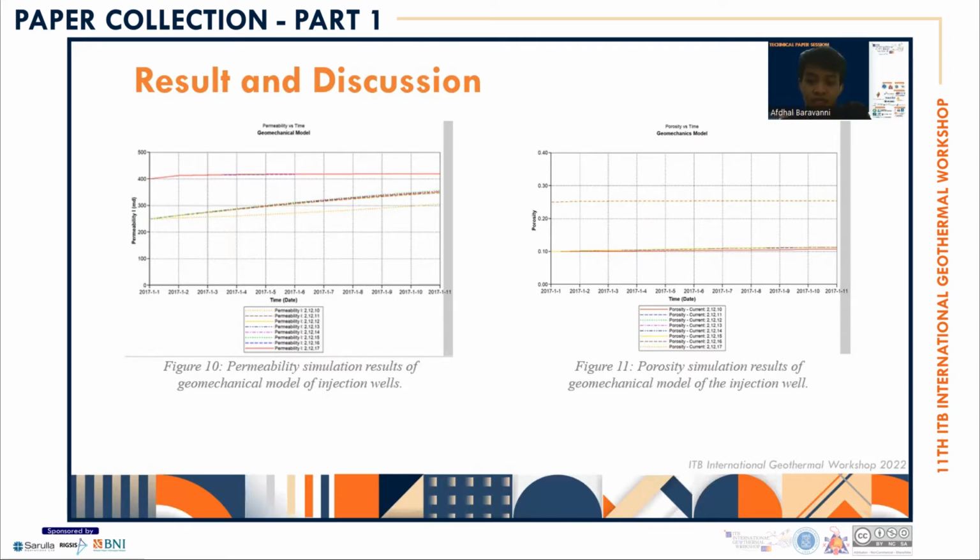It can be seen that there is a trend of increasing permeability after cold water injection, with a percentage change of about 4.6% until 42.8%. Meanwhile, porosity also increased, with a percentage change of about 1.4 until 13.9%.